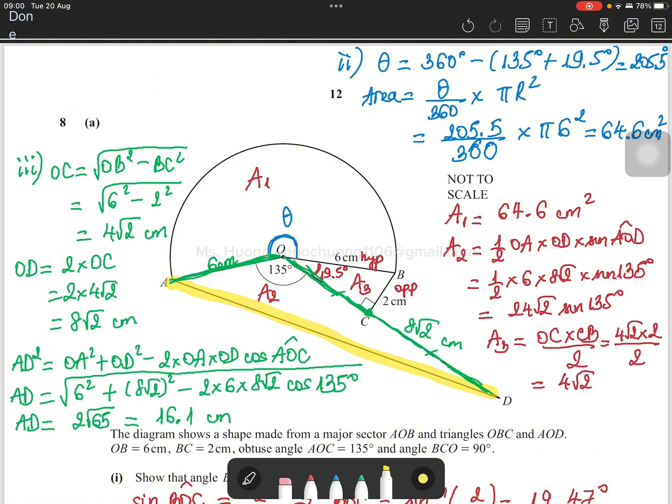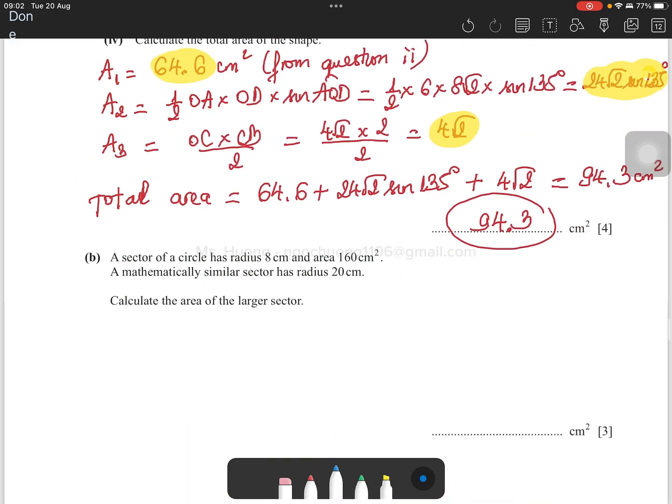Now we will add up 64.6 square centimeters and 24 root 2 sin 135 and 4 root 2 together. So the total area is equal to 94.3 square centimeters. This is question number 4.